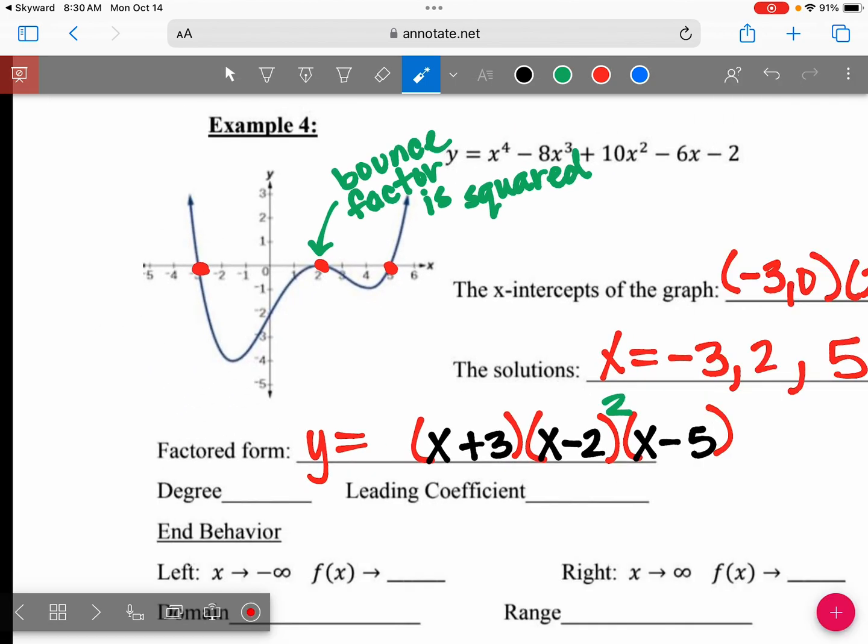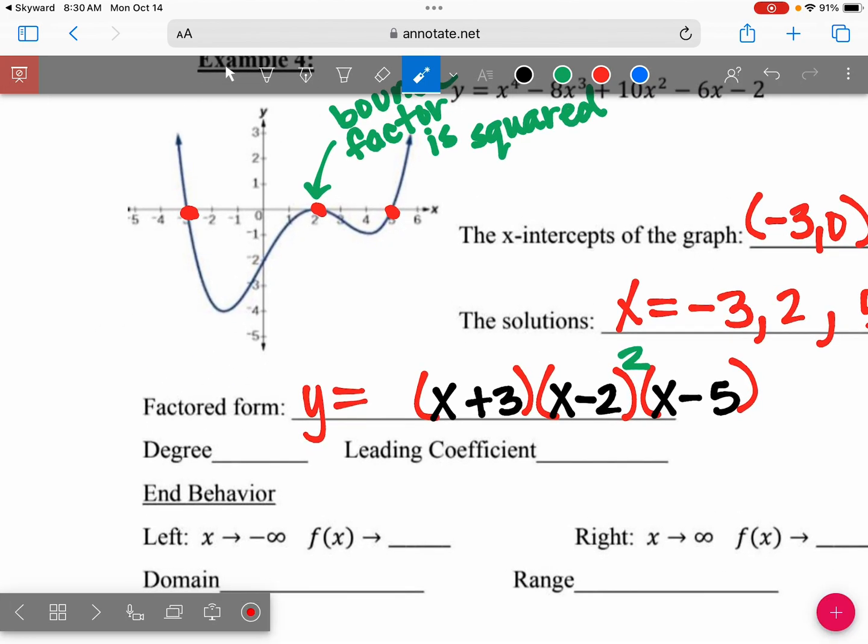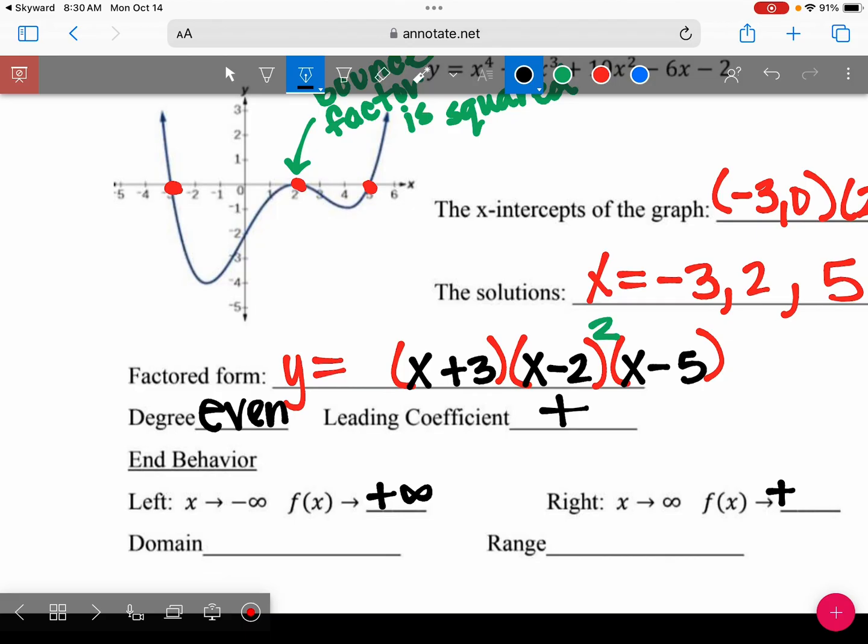It bounces. So is this an even or an odd degree function? Even, yep, because its arrows are in the same direction. They're both going up, so it's positive. So my end behavior is positive infinity, left and right. So even functions have the same behavior on both sides. Our domain is all real numbers. And if you look at the backboard, anytime it's even and positive, this is how you're going to write your range.